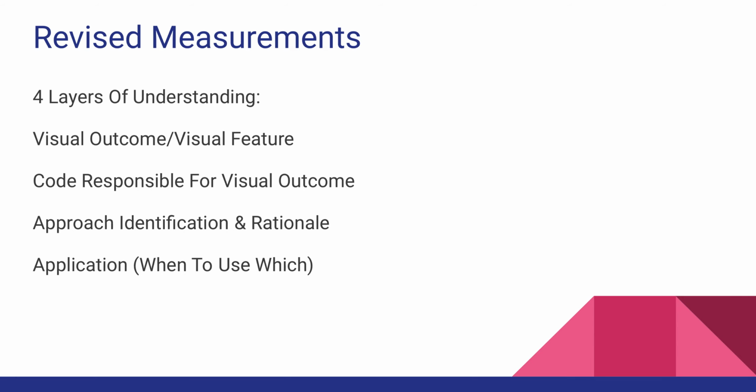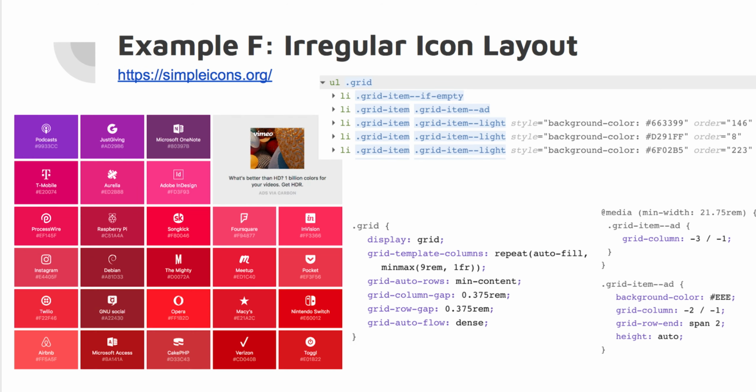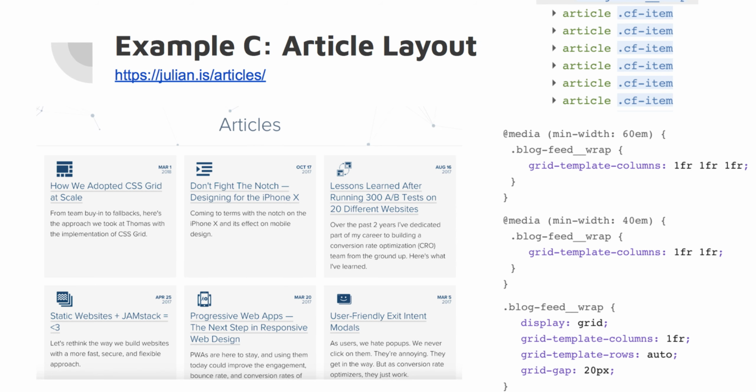Finally, we want users to be able to understand the application and when to use which approach. So I pulled up example C, and I'm also going to pull up example F here. A quick summary of example F is that it uses grid template columns once, with the repeat property and autofill min-max. It's kind of a complex query, but the general idea is you're repeating a bunch of these icons here on the left for as much as the parent container affords.